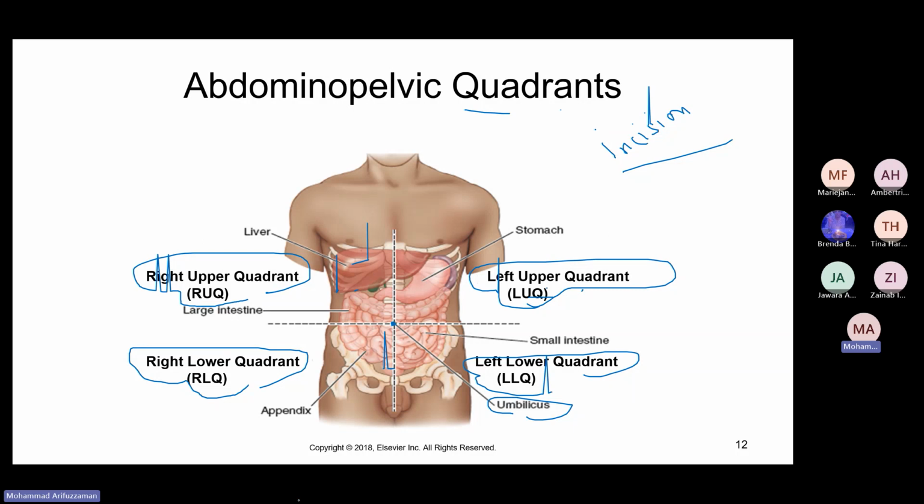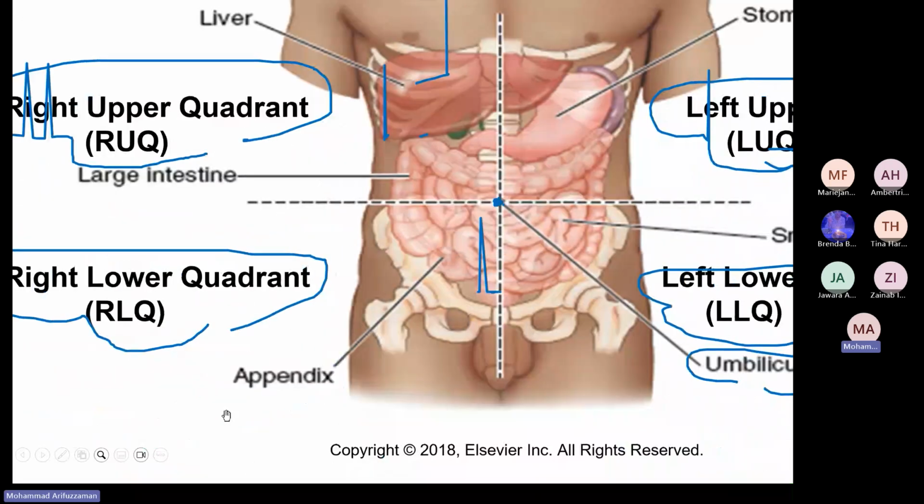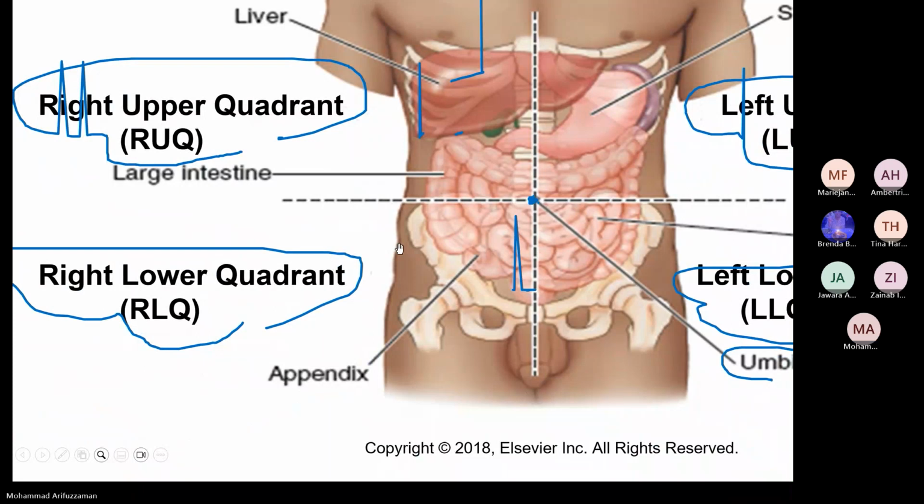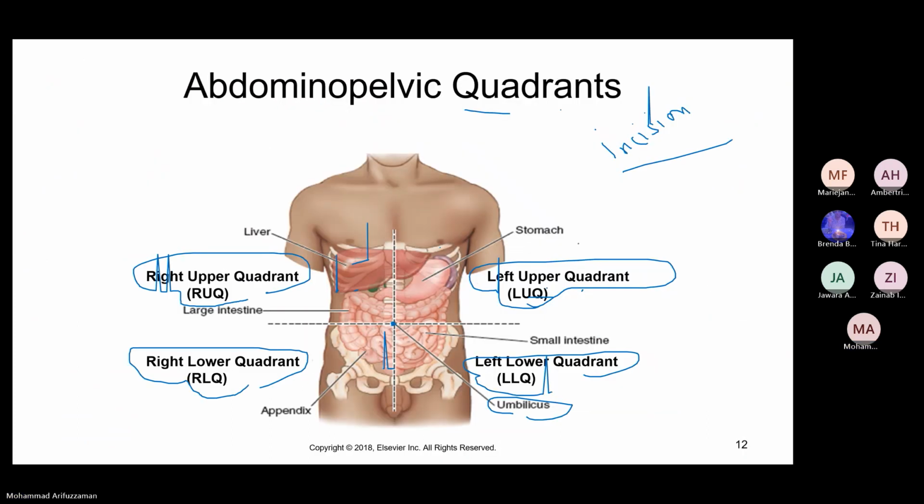So the quadrant is used either to specify the location of pain, or for example in an appendicectomy, the physician gives the incision in this area, the right lower quadrant. They don't touch the upper or middle, so they just use this area. Okay, good.